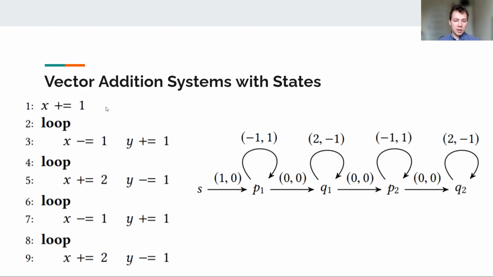For example, the first line is this transition from S to P1. The loop in lines 2 and 3 is this loop from P1 to P1. And if we have two consecutive loops, then in the VAS we have a transition from one state, for example P1 to Q1, with no effect on the counters.